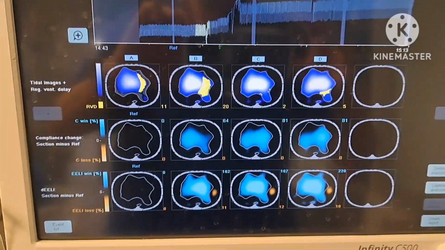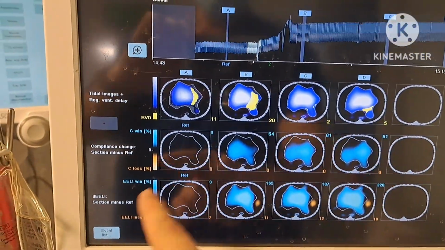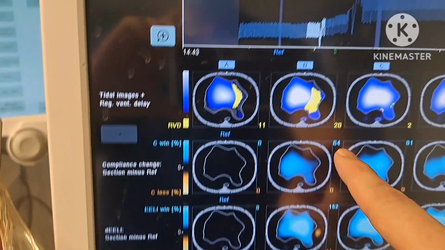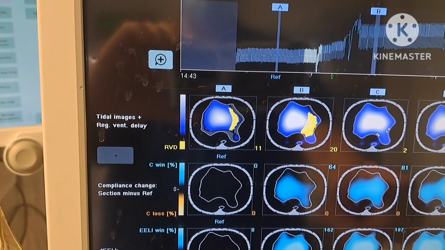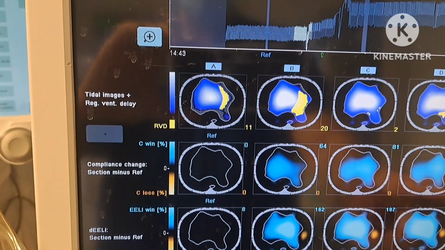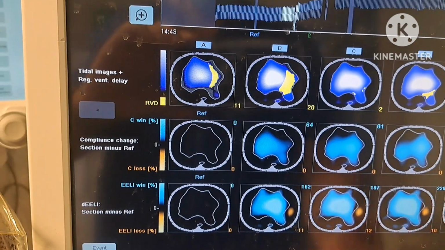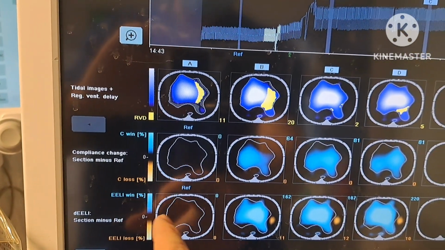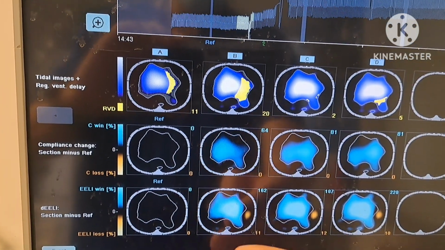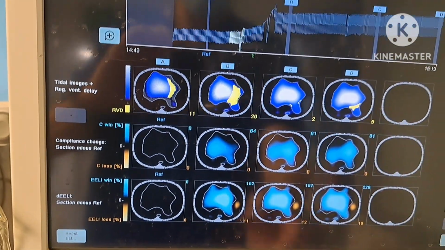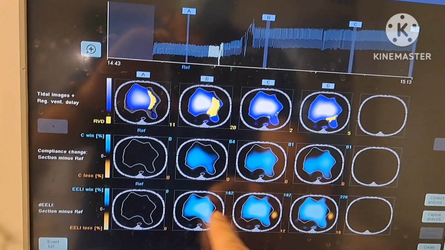Then after, so that's recruitable. So you see compliance win percentage. We won 64, 81, 81%. And it's well distributed everywhere. All that blue is a compliance win in all those areas, showing that the patient has an extremely high recruitability percentage, 162, and we're just keeping it.